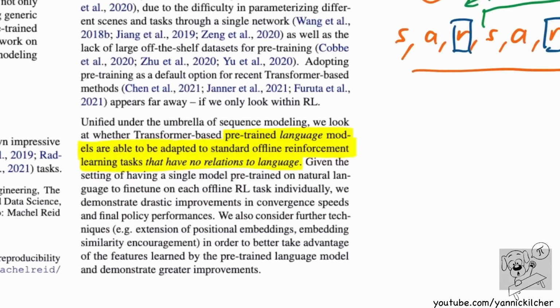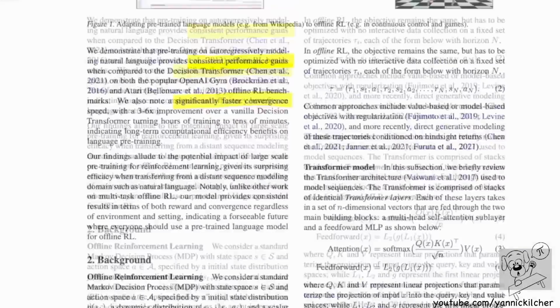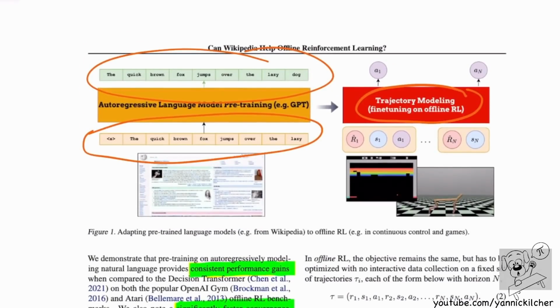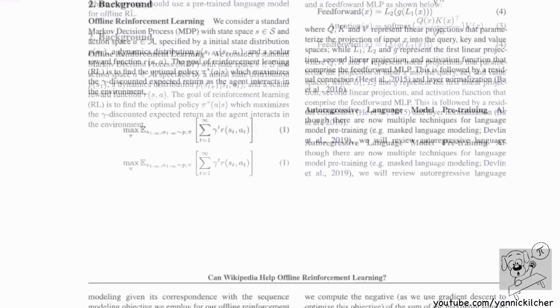This here is interesting. What they say is that we look at whether transformer-based pre-trained language models are able to be adapted to standard offline reinforcement learning tasks that have no relations to language. And I've already told you that this is going to work out fairly well, and that's the special message of this paper. They show consistent performance gains and significantly faster convergence. By faster convergence, they mean that a convergence point, where the loss is no longer improving, is reached after many fewer steps than if you were to train from scratch, which makes sense for pre-training if it's in the same domain. But given that the pre-training is a completely different domain than the fine-tuning, that is still just a special thing.